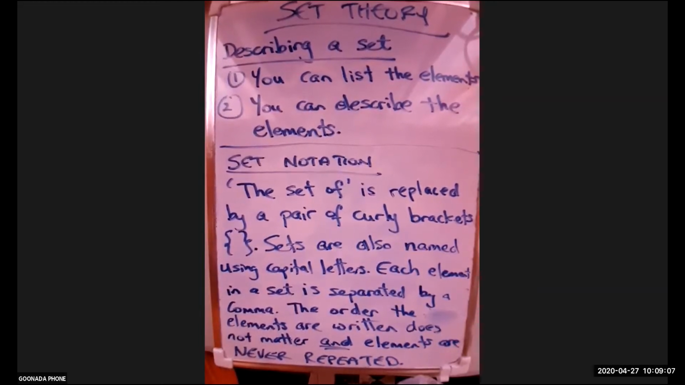Now the order the elements are written, it does not matter. Let's just say you have the vowels of the English alphabet. I'm telling you all the set of the vowels of the English alphabet. You can write it A-E-I-O-U, or you can write A-U-E-O-I. The order the elements are written does not matter. That's what this point is saying. And furthermore, the elements are never repeated. That's the most important part there. The elements are never, ever repeated.